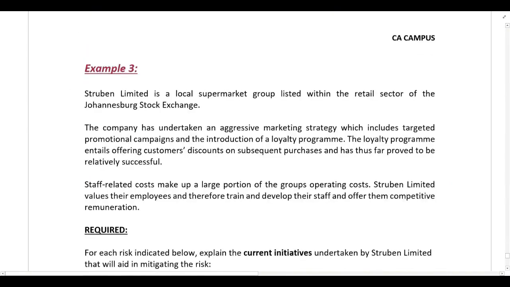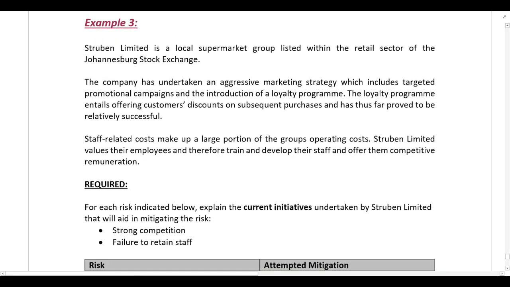Let's look at one more example. In example 3, we've got Strubin Limited, a local supermarket group that is listed within the retail sector of the Johannesburg Stock Exchange. So we're dealing with a listed company. We know that that's a positive point because if they are listed, they have easier access to finance.